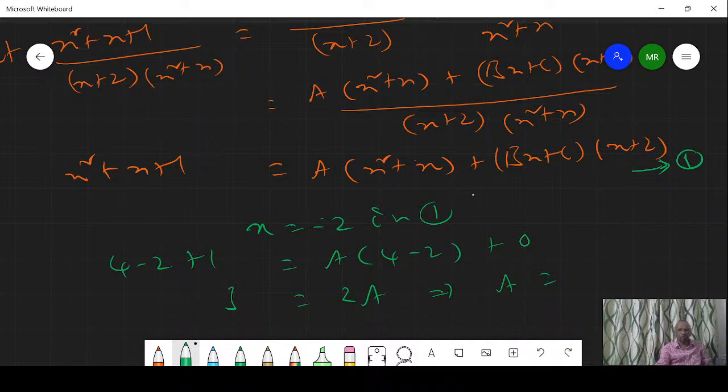Here I have taken x equal to minus 2, with x square plus x. Then you can substitute the values here. If you substitute the values, the problem is given here, you can see.